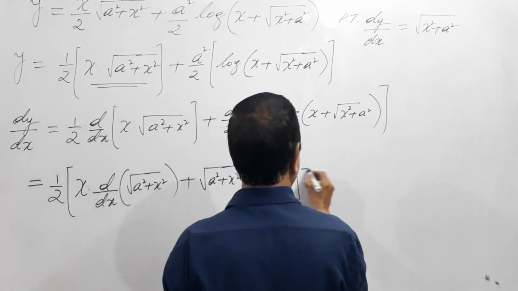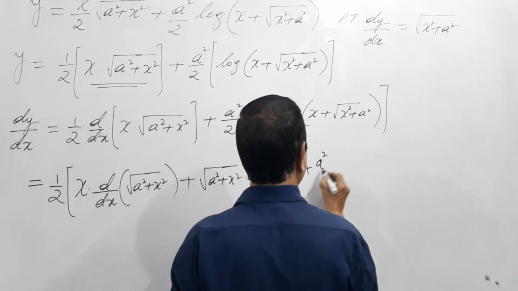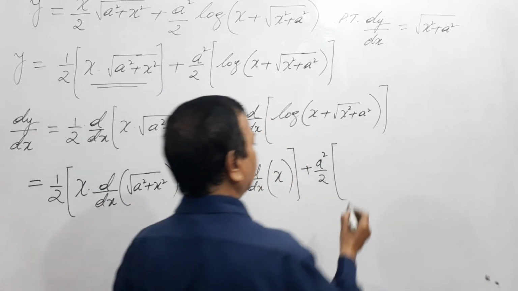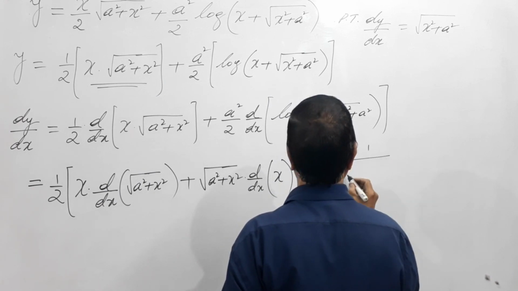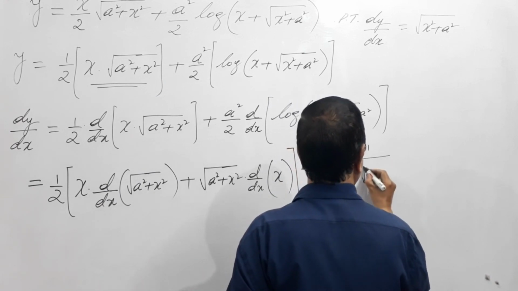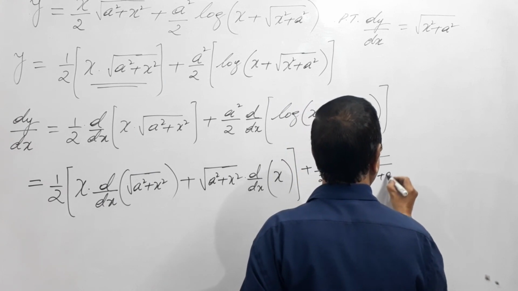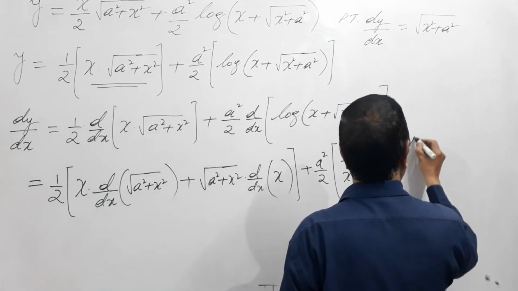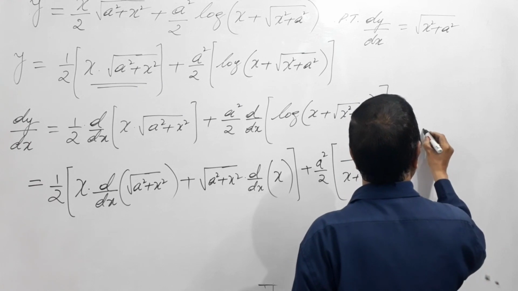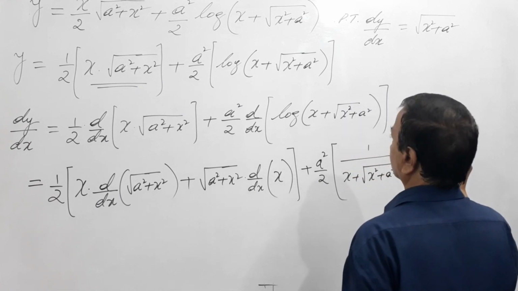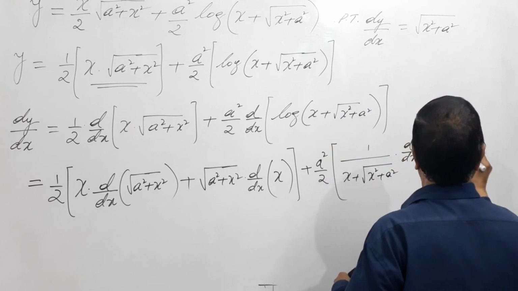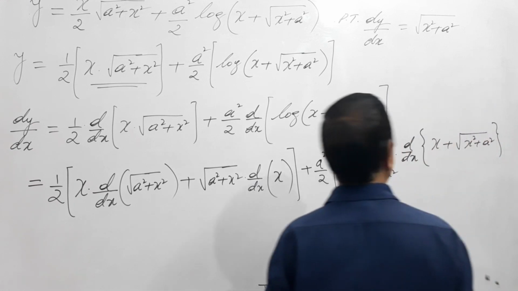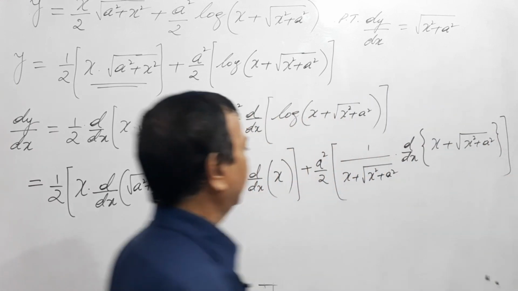Now we have to use the second part, that is a square by 2. So differentiation of this is nothing but 1 by this, x plus square root of x square plus a square, right, this, and d by dx of x plus square root of x square plus a square. Done.